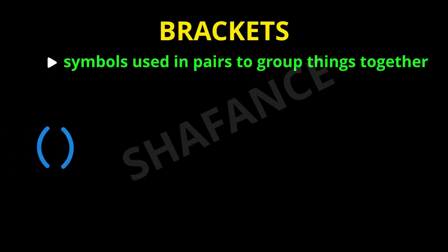So here are some examples of brackets. We can see the symbols in a pair of two. These are the symbols used in pairs for grouping things together. Now let us see how they are used.